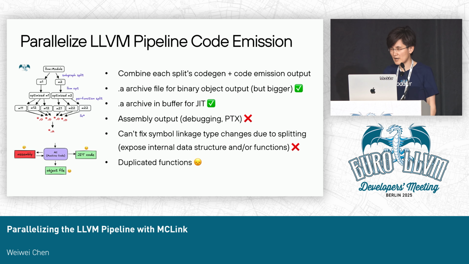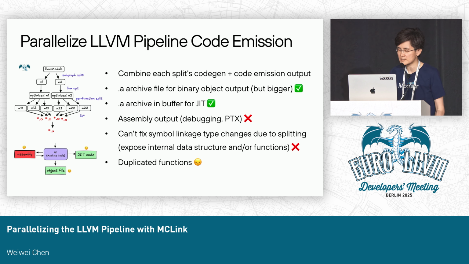This mostly works fine if we just want a binary output for a Mojo program, or we just want to send the code for JIT execution. This is a little bit of a problem if we want to actually generate the assembly output. For example, if we want to do it for debugging or generate the PTX code, it's kind of hard to combine multiple assembly files into one.